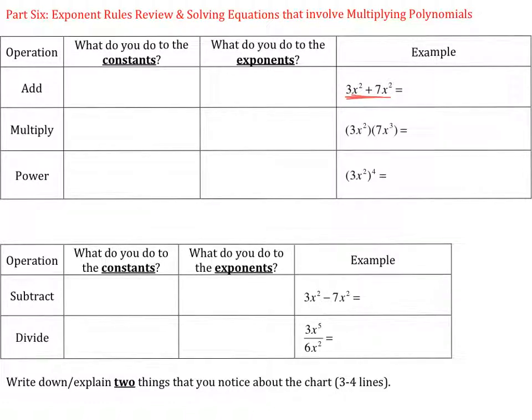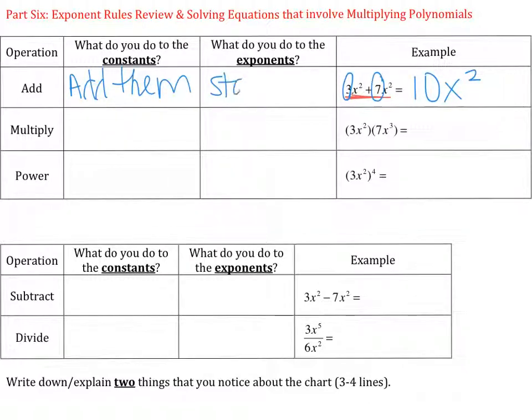So when we have like terms and we are adding them together, we are going to add the coefficients, the numbers that are in front of the variables. So 3 plus 7 is 10, and then we're going to have our x squared. So if you think about it, it's like 3x squareds plus 7 more x squareds for a total of 10. So we are adding the constants. So what do you do to the constants? We're adding them. That's the 3 and the 7. And then the exponents, they stay the same. Nothing is changing.